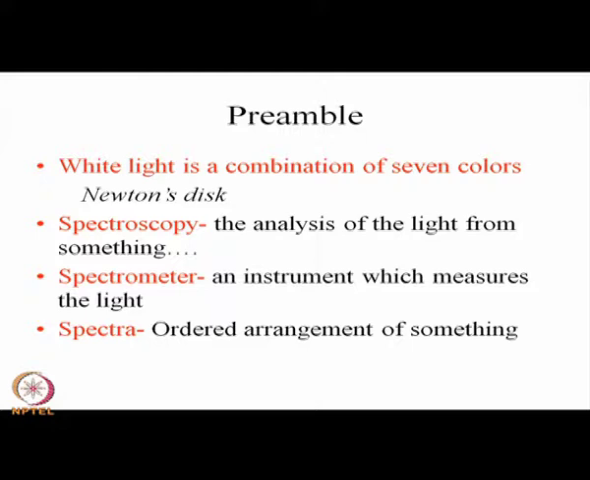And what is a spectrometer? A spectrometer means the instrument which measures spectra. That is why it is called a spectrometer, meter being something that measures. Here it measures spectra.